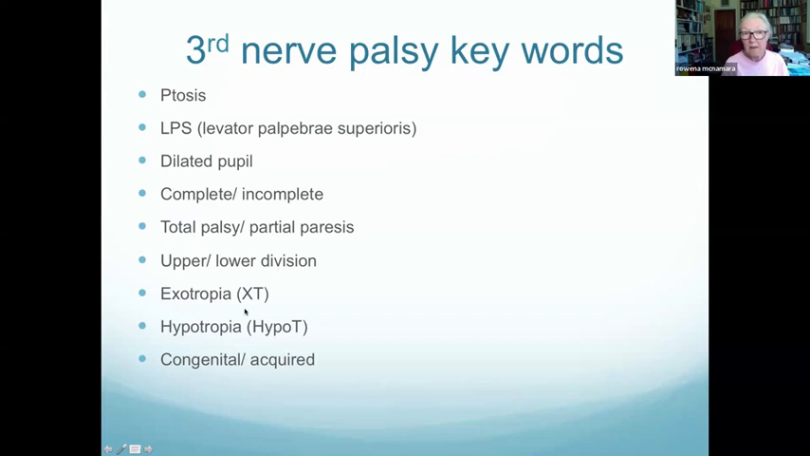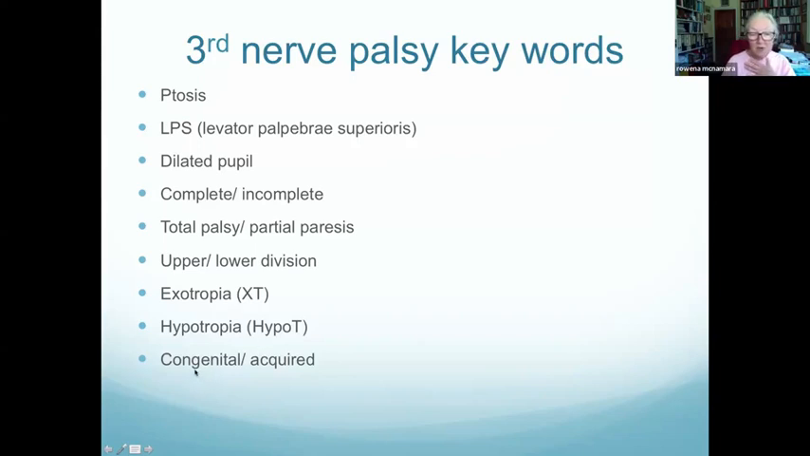If there's a complete third nerve palsy, it gives you an exotropia and a hypotropia. And the way that we remember that, or a trick to remember, is that the eye becomes down and out. So the eye that's affected points downwards and points outwards. So there's an exotropia and a hypotropia.